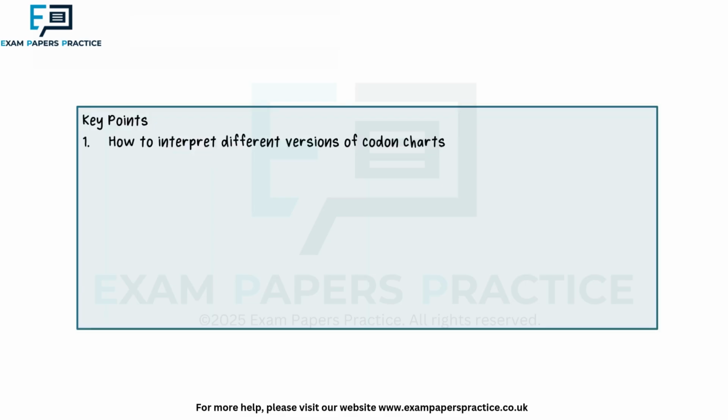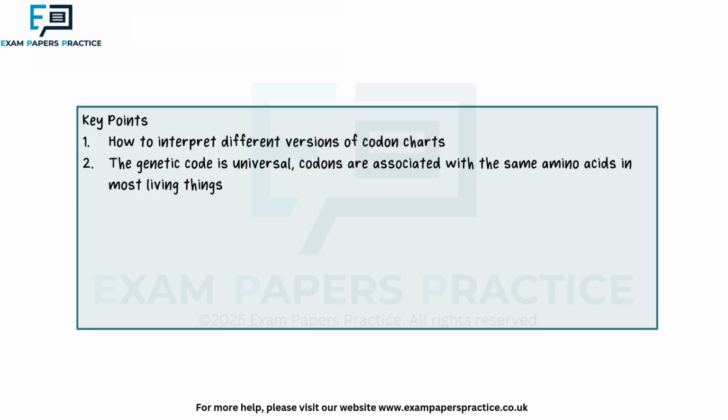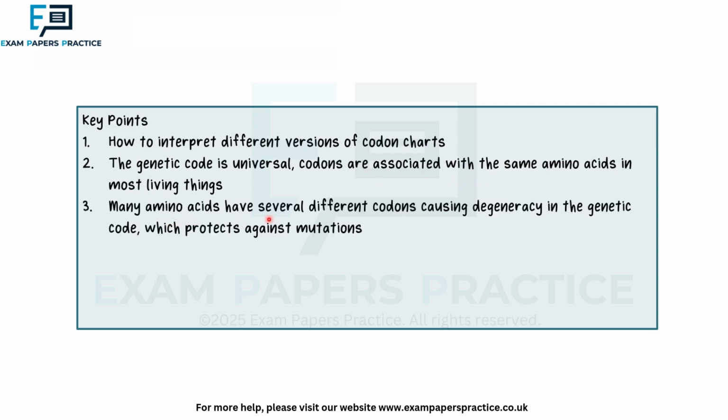In this video, we reviewed how to read two different types of codon charts, both wheel and table formations. We learned that the genetic code is universal. The codons are associated with the same amino acids in most living things. We saw how many amino acids have several different codons that code for them, making degeneracy in the genetic code, which can protect against mutations.